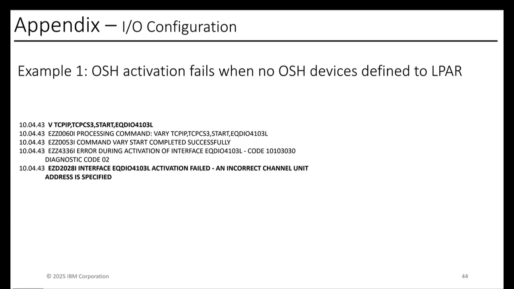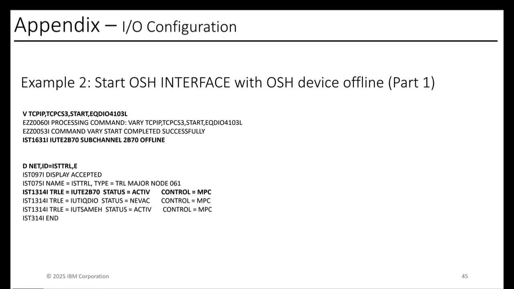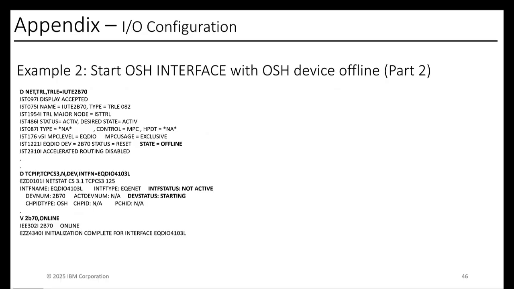Here's some of the IO configurations. We alluded to this: if you didn't have any OSHs defined to the LPAR at activation, this is the failure message. Here's where, if the device is offline, the start stalls, and you'll see a message saying that the subchannel is offline. Later on, when you online the device, dynamic ENF picks it up and it continues with activation.